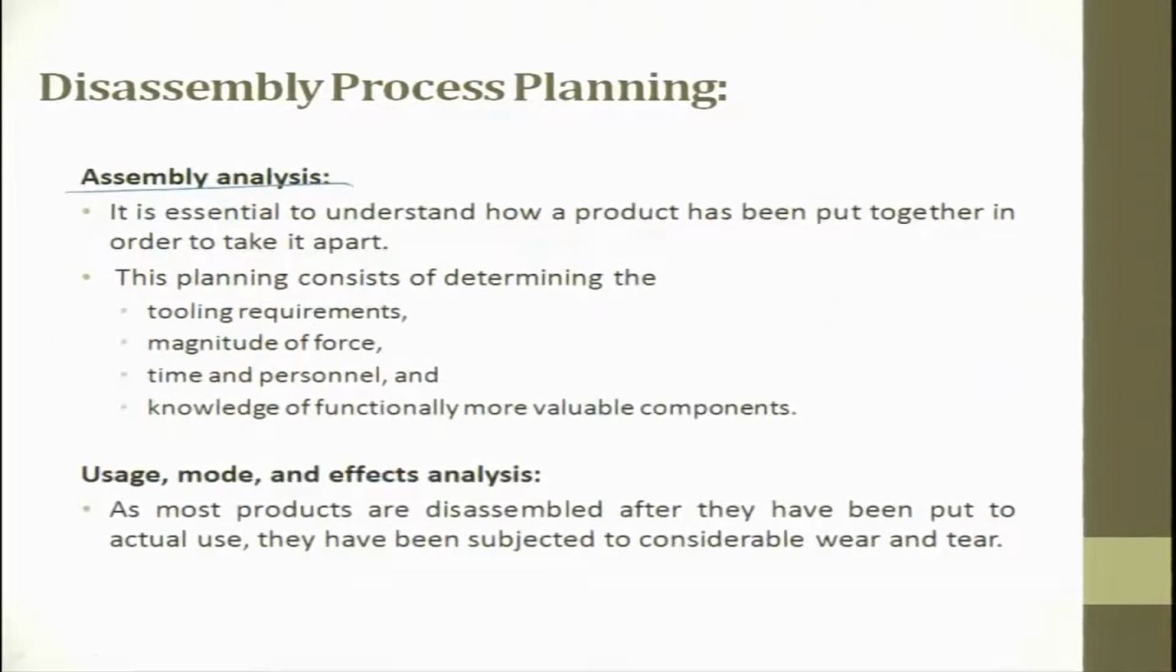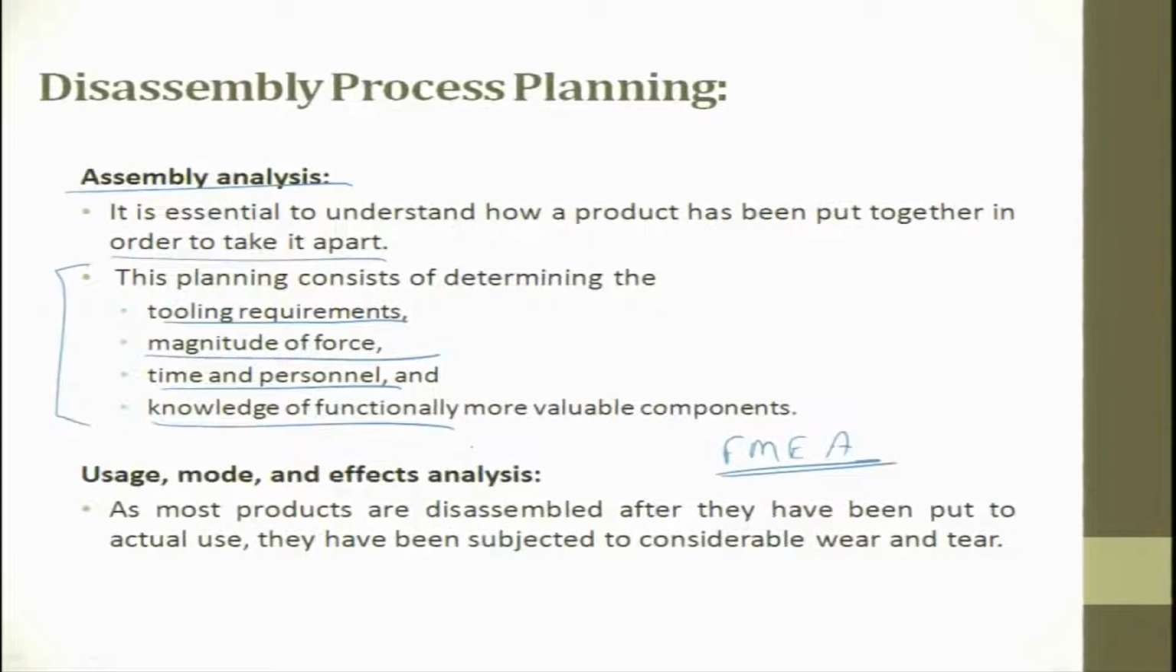Assembly analysis: it is essential to understand how a product has been put together in order to take it apart. This planning consists of tool requirement, magnitude of force, time and personnel, and knowledge of the more valuable functional components. These are important things which we have to plan. Then usage, mode and effect analysis. We studied FMEA, failure mode and effect analysis, last class. So first we saw product analysis, assembly analysis, then usage, mode and effect analysis.